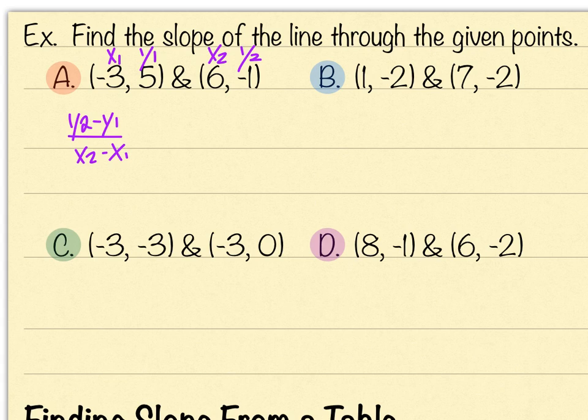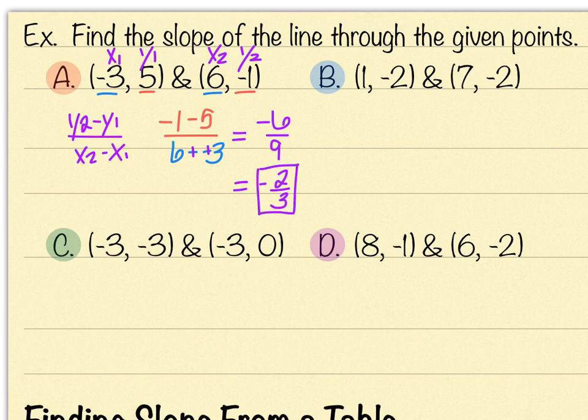So when I say y2 minus y1, I'm going to do negative 1 minus 5, all over, and then when I say x2 minus x1, I'm going to do 6 minus negative 3. Now let's simplify this. Negative 1 minus 5 is negative 6, and 6 minus negative 3 is the same as 6 plus positive 3, which is 9. And that's going to reduce down nicely to negative 2/3.